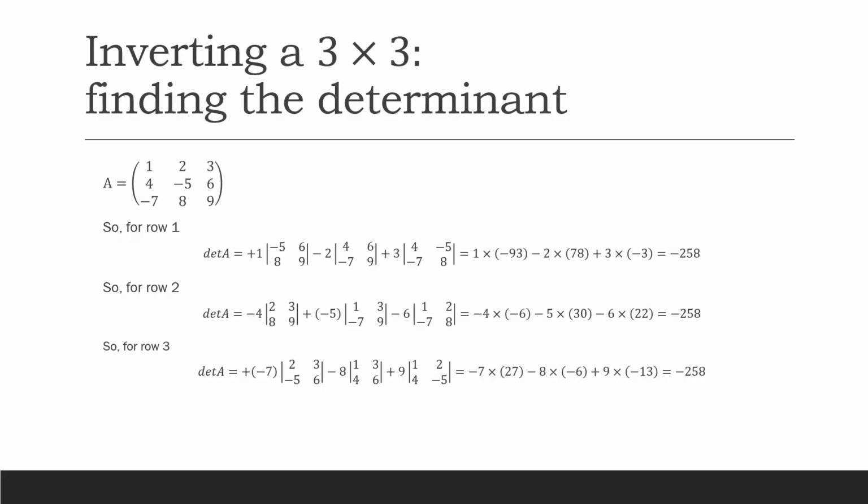For row 3, the same. So row 3, the signs go plus, minus, plus, it's -7 times its cofactors, 2, 3, -5, 6, and so on. It gives us the same answer. Now, I've just shown you that we get the same answer whichever row we take here for the determinant. Habitually, I will only work with row 1, unless you spot a lot of zeros in one of the rows, that can make your calculation a bit less effort. You do only have to do it once.